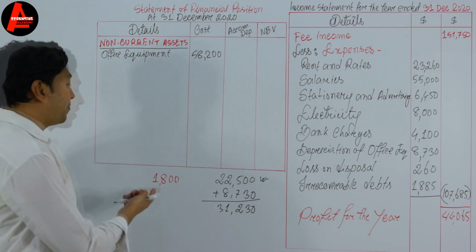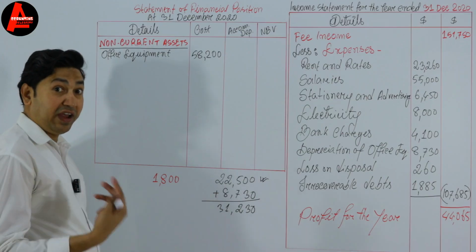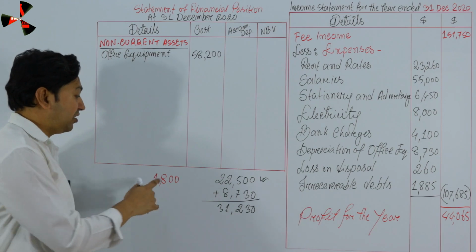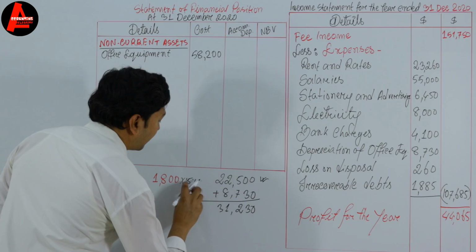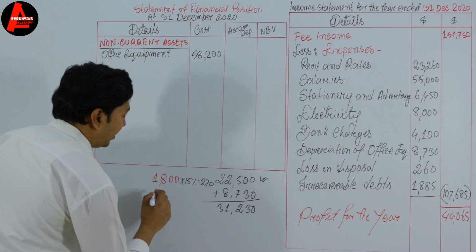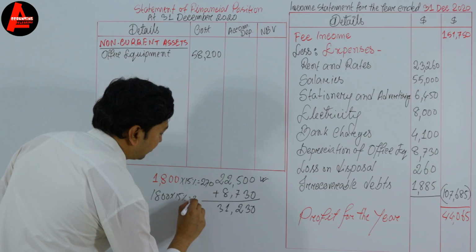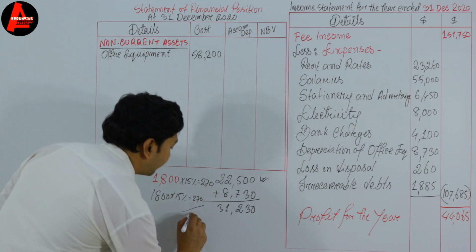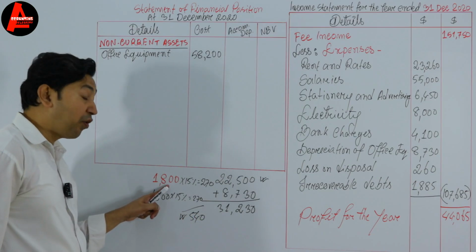Okay, so here this asset was purchased in 2018. So for 18 and 19, for these 2 years we have to calculate depreciation on this amount. If we multiply by 15%, we get here 270 for 18, and again for 2019, if we multiply by 15%, we get 270. Okay, so 270 plus 270, we get here $540. Okay, this is the depreciation for the disposed asset.